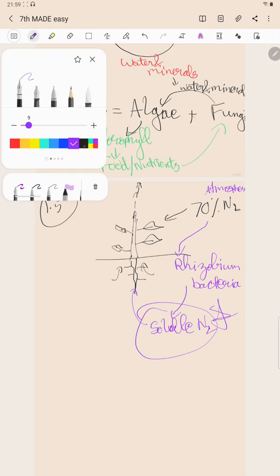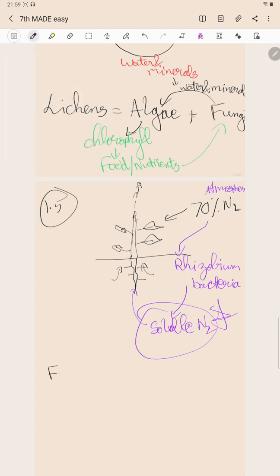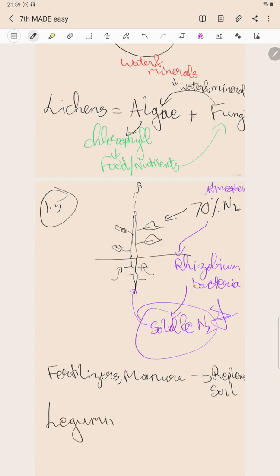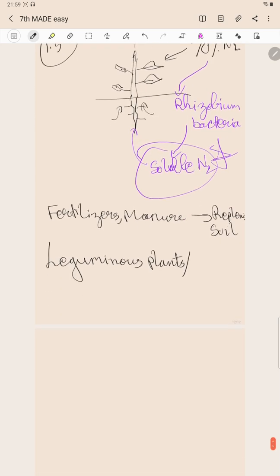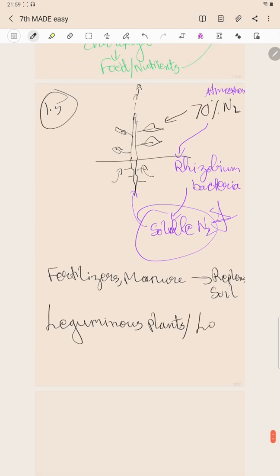So actually farmers usually use fertilizers and manures to replenish their soil, but soil nitrogen can be replenished by using leguminous plants. Okay, so that's very important. So this is really important, guys. Leguminous plants, or simply put, legumes.